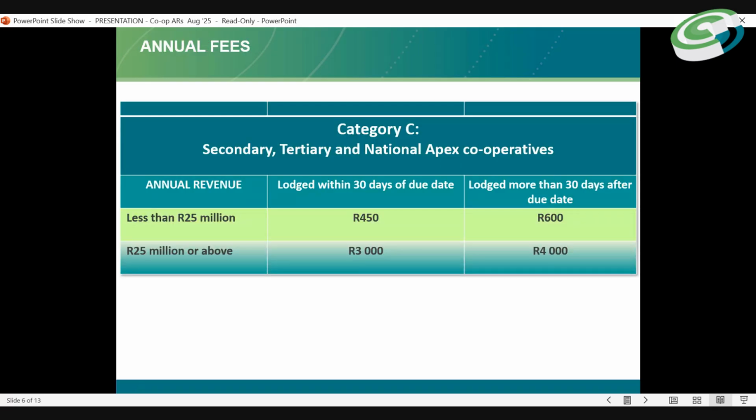And when it comes to your secondary, tertiary, as well as the national apex, the applicable fee, as we stated earlier during the introduction, is similar, or treated the same way as your category C primary types of co-op.